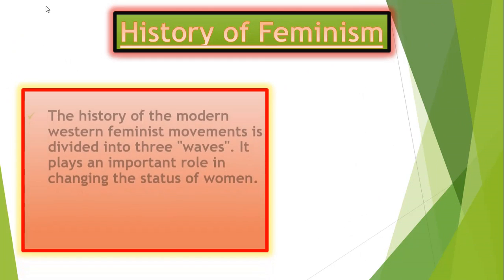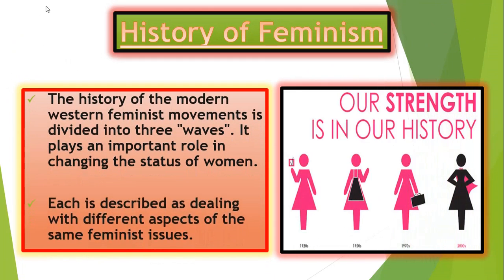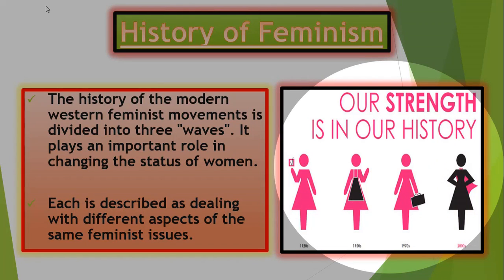Now let's look into the history of feminism. Throughout history, women have struggled to gain equality, respect, and the same rights as men. This has been difficult because of patriarchy, an ideology in which men are superior to women and have the rights to rule women. The history of the modern Western feminist movements is divided into three waves. It plays an important role in changing the status of women. We will discuss these three waves in brief later on in coming slides. Each is described as dealing with different aspects of the same feminist issues.